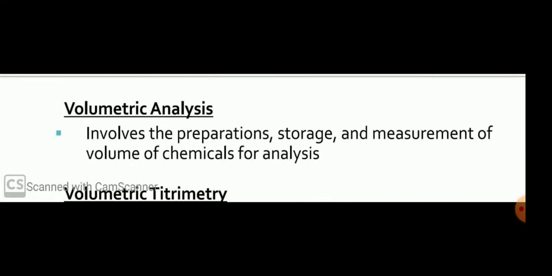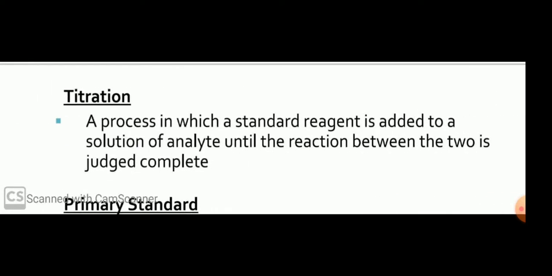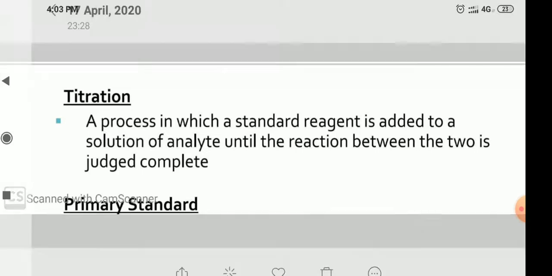Next, volumetric analysis involves the preparation, storage and measurement of the volume of a chemical for analysis. This is the volumetric titration: a process in which a standard reagent is added to a solution of analyte until the reaction between the two is judged complete. This is the primary standard.